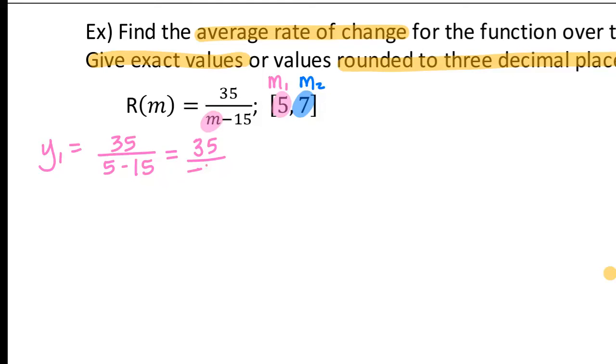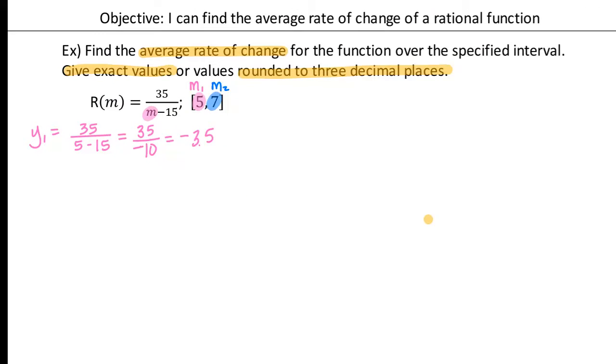Negative 10. And then you can grab your calculator. 35 divided by negative 10. You should get a negative answer. And you should get 3.5. Yes? Did you guys all get 3.5? Okay. So that's our y1.